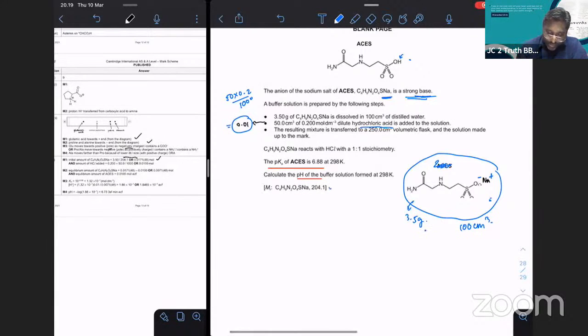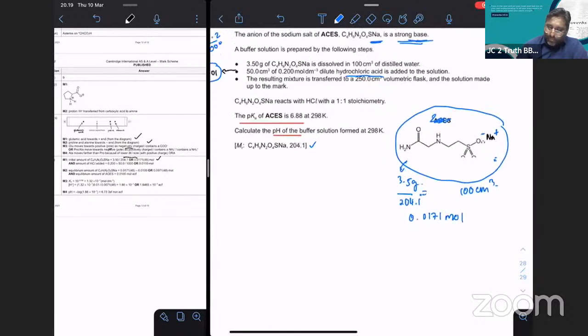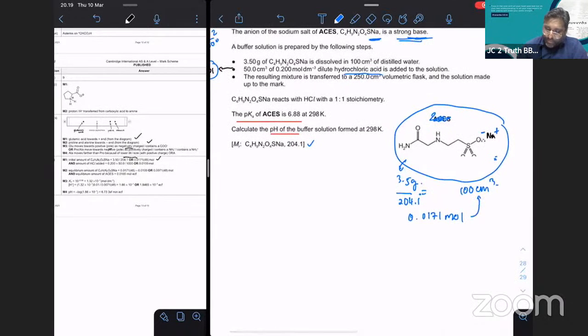You are given the Mr, so you can find 3.5 divided by 204.1 to find out the number of moles. That's going to be 0.0171 mole. Now, this is going to be available in 100 cm cube.